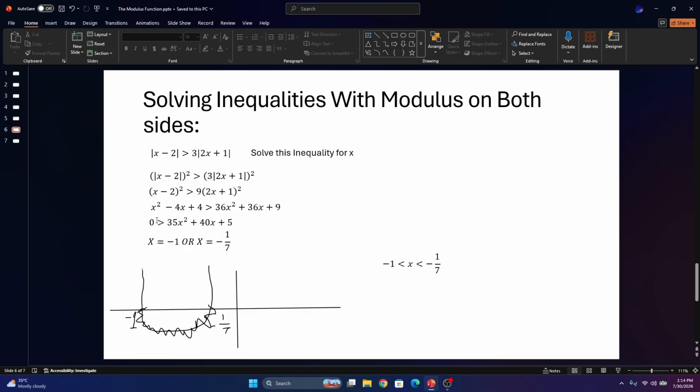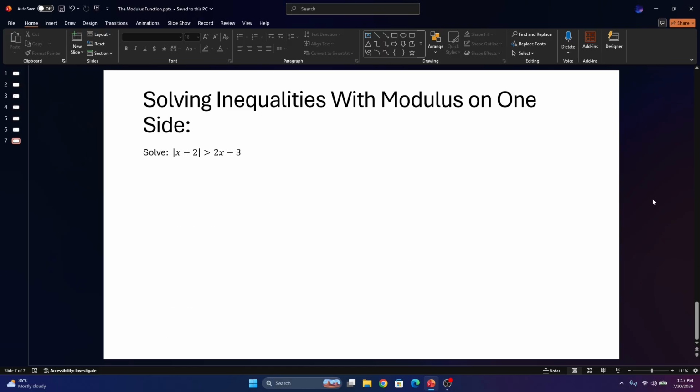Since 0 is greater than this expression, there's only a greater than here, so we're going to have a single less than and less than here. If there was a greater than or equal to here, then we would have put greater than or equal to right here. Now, as you can see, we have another inequality.